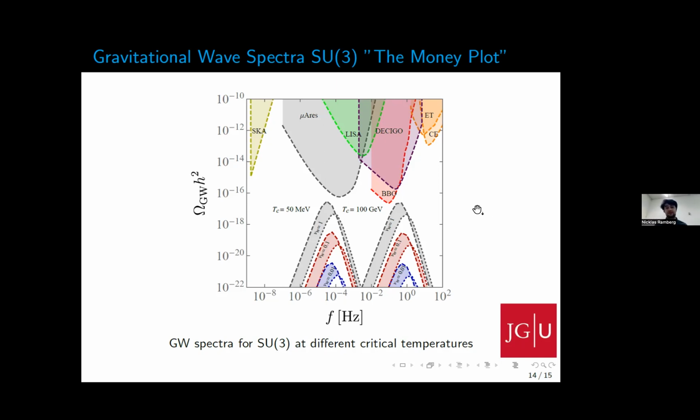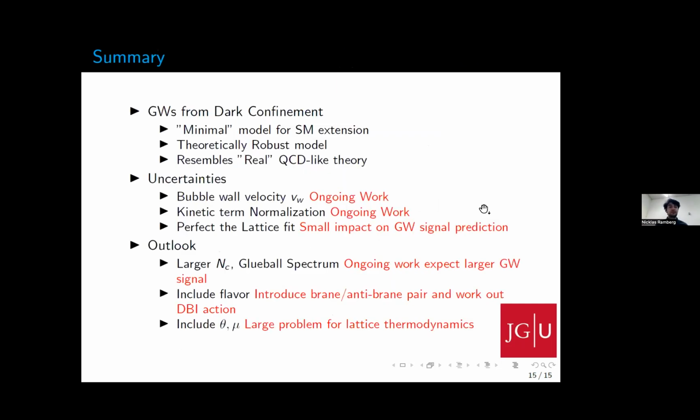But the takeaway message I want to bring with this stems more or less from my summary: we start off by looking at very minimal extensions of the standard model. We try to resemble QCD-like theories, because we're not looking at SUSY Yang-Mills here, we're looking at normal Yang-Mills. And some of our uncertainties are the understanding of wall velocity, the normalization of the kinetic term, and perfecting the lattice fit, along with some of our ongoing outlook. And with that, I would like to express my gratitude for your attention, and thanks.